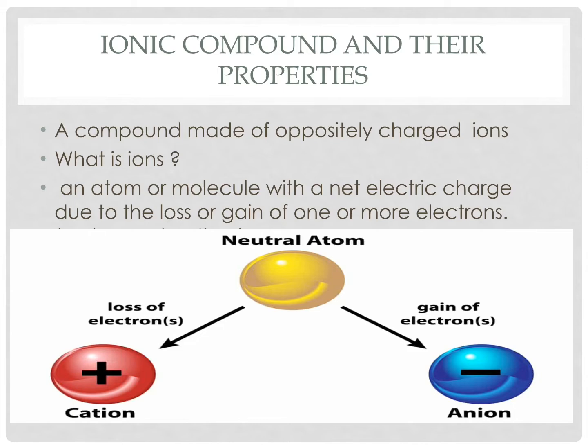So the question says, what is an ionic bond? The answer is an attraction between oppositely charged ions. As you can see right there, we have ions that have a negative charge, and the other one has a positive charge. Also, a compound that contains an ionic bond is called an ionic compound, just like I said.